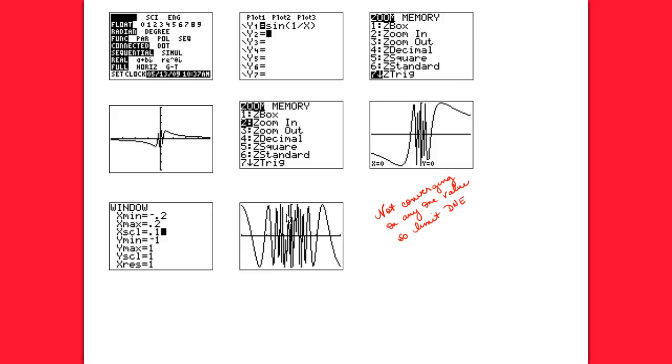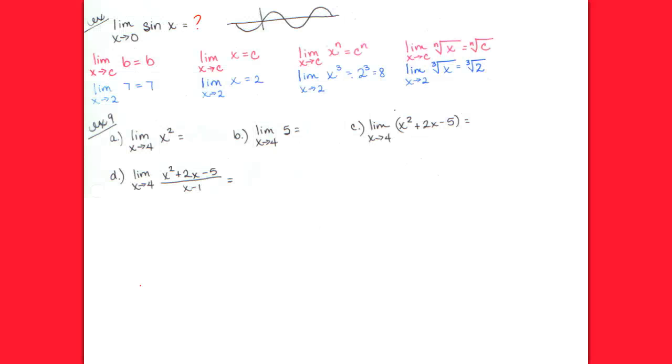So that's another way that your limit doesn't exist. Limit from the left doesn't equal the limit from the right. Your limit goes to infinity or negative infinity, or your limit doesn't settle on one particular value.